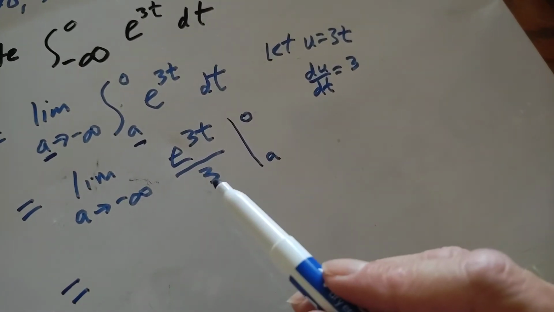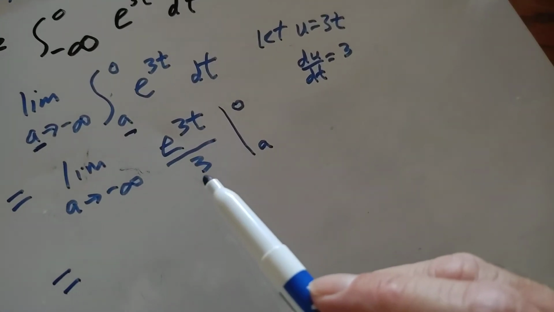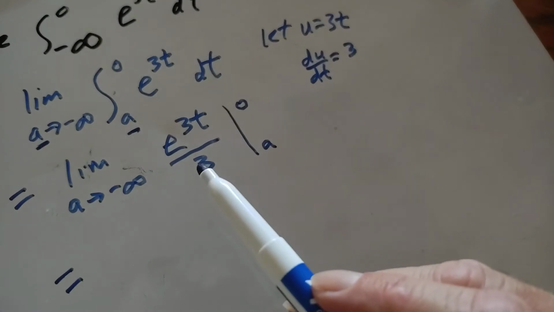Equals. And now this 3 on the bottom, you think of it as a 1/3. By property of limits, I can pull the 1/3 in front.